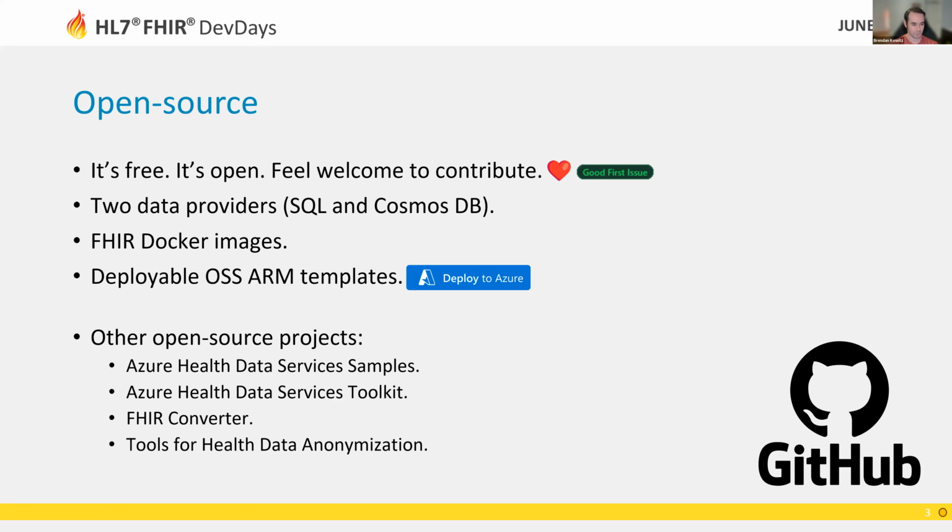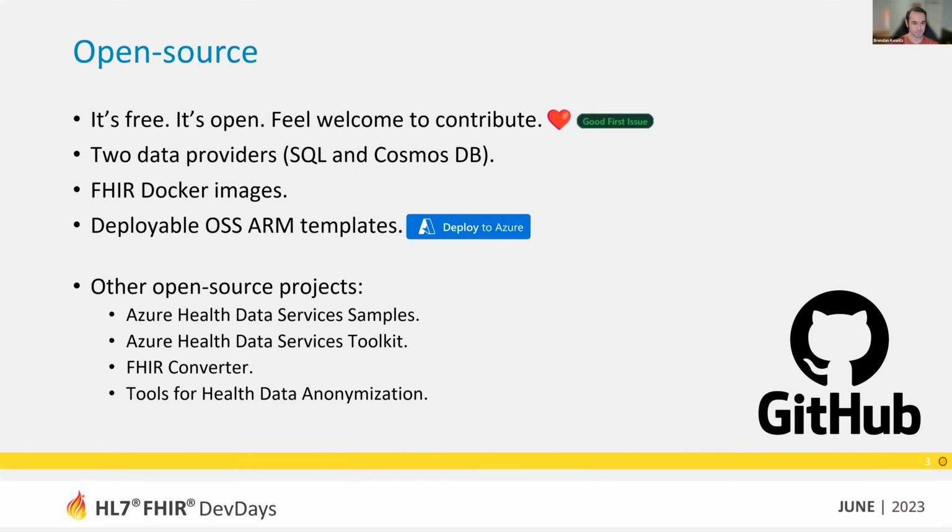FHIR Converter, of course, I think we did see that in the previous presentation, giving you a lot of those foundational elements to be able to convert different data formats into FHIR. And of course, the last one there, the health tools for data anonymization, giving you a rule-based approach and an engine to de-identify different elements from the FHIR objects. Yeah, so that is a bit of a roundup of our open source.